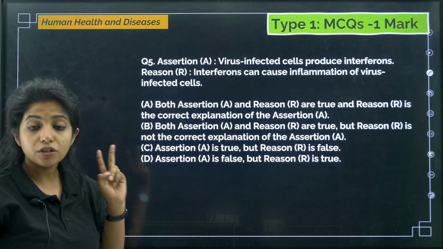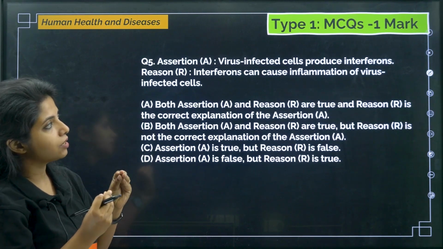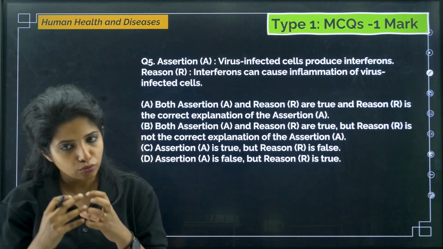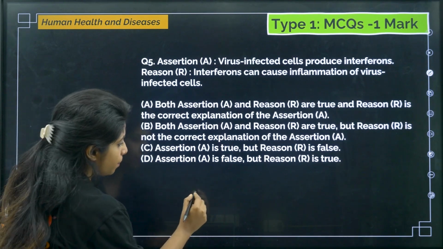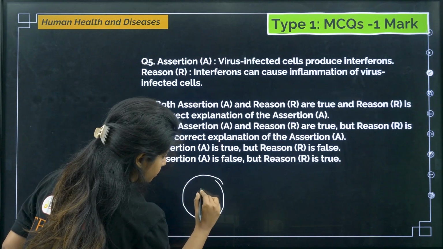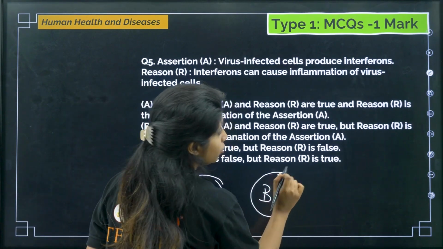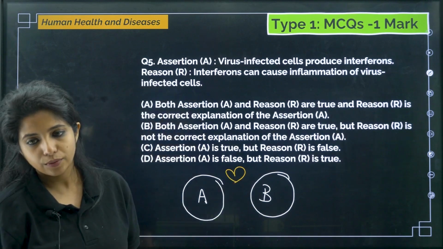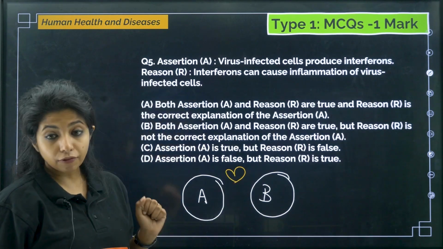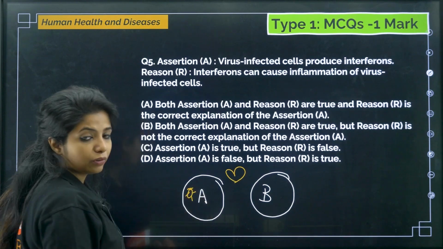Okay. Now there is an assertion-reason question over here. The first assertion is: virus infected cells produce interferons. Is it true, children? Do you think that virus infected cells produce something? Yes. So for example, this is A cell, and this is B cell. Both of them are best friends. Now if A cell is affected by some sort of virus, what will happen?